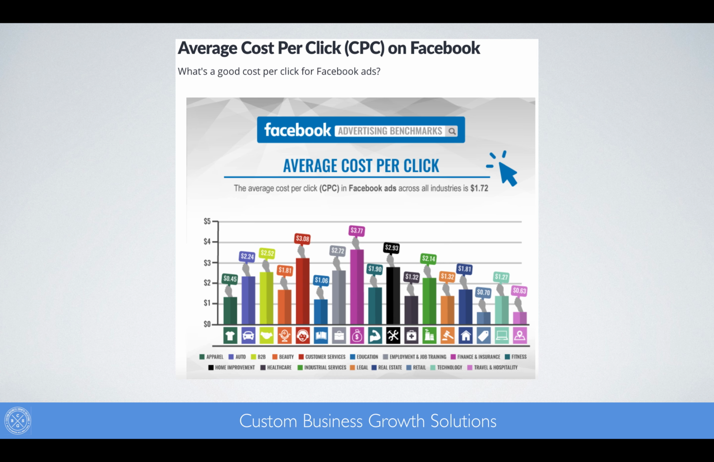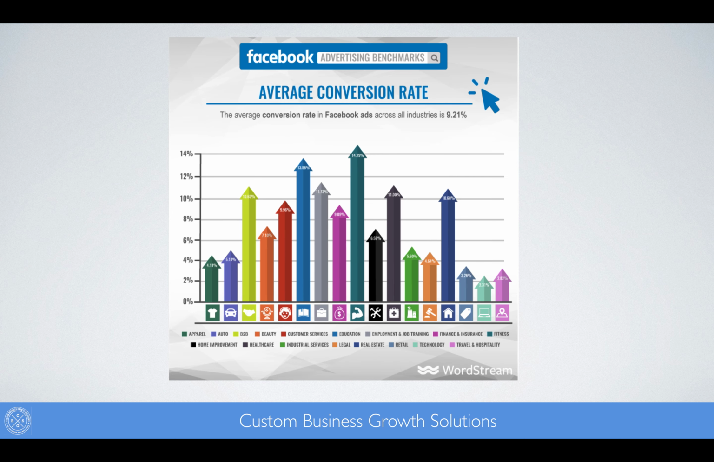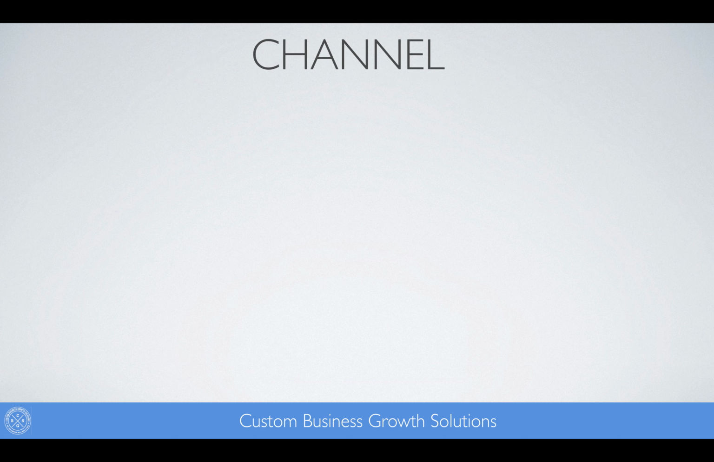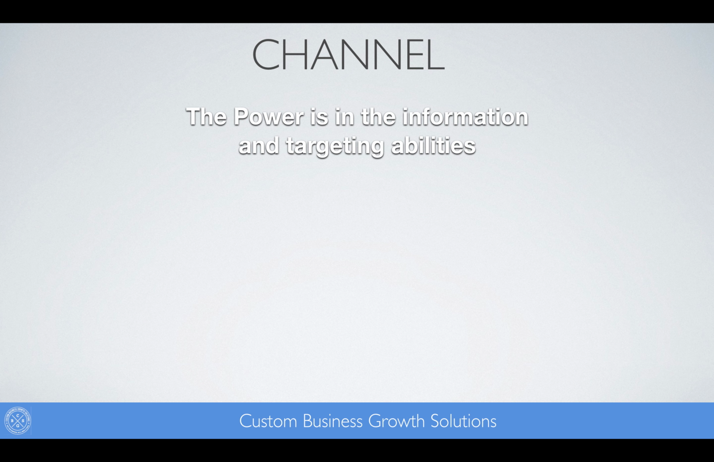In the world of marketing, that is still relatively very cheap when you look at other channels of marketing. The conversion rate on Facebook ads across all industries is 9.2%. Again, in the world of marketing, that's pretty good. You can see for some industries, it's even better on Facebook. And so the point is Facebook is still a very powerful, cost-effective channel for advertising. The power is in the information that they already have and the targeting abilities that they give you.